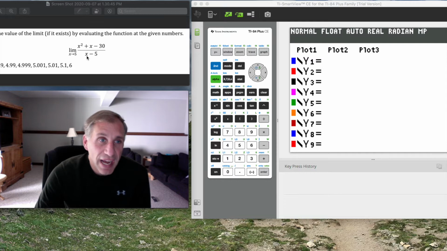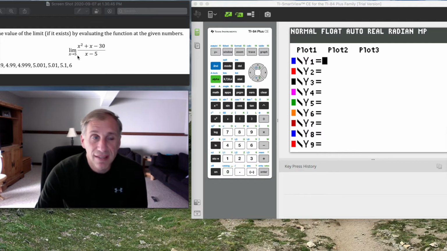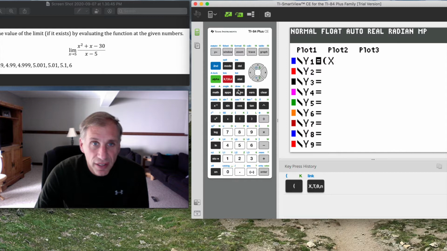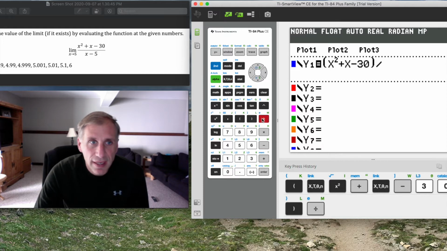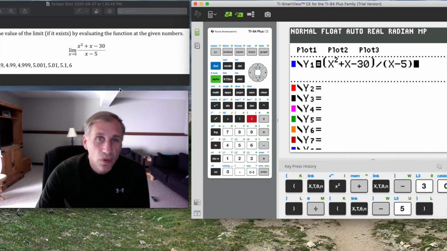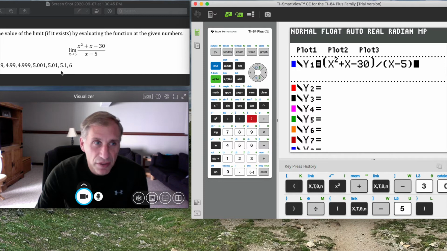Notice if we try and put 5 into the function, we're going to get a denominator of 0. And so this function is actually undefined at x equals 5. So we're going to go to the calculator and we're going to enter in the equation here. We've got x squared plus x minus 30 divided by x minus 5. And we're only looking at these particular values on the table.